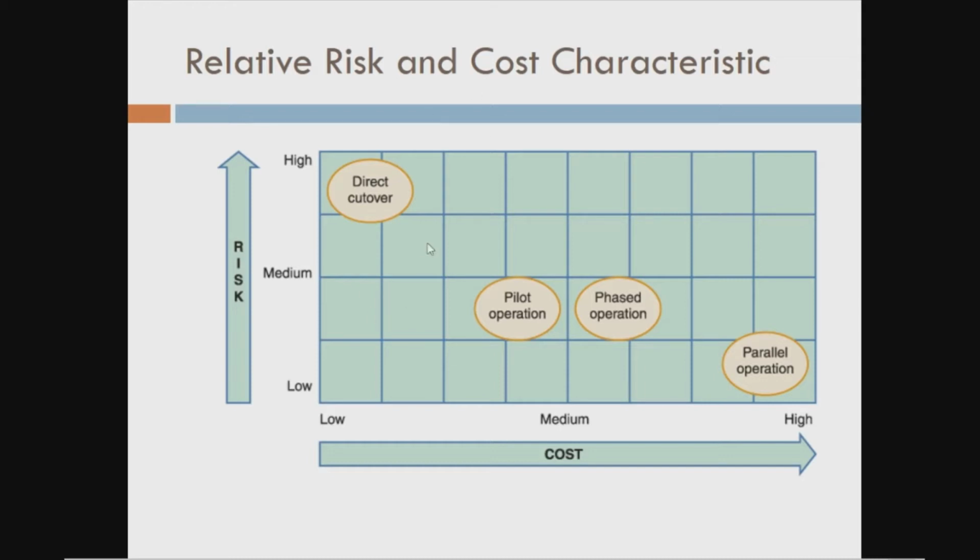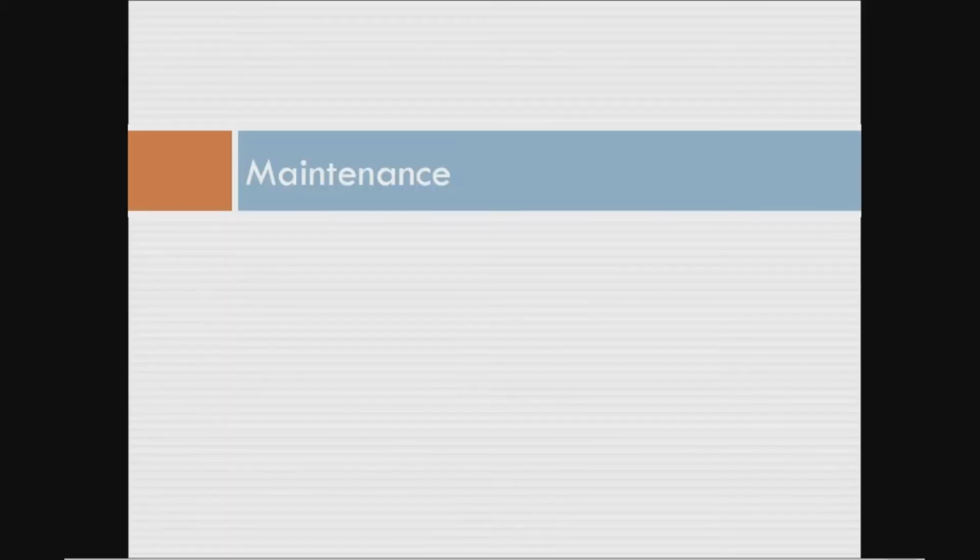In terms of risk and cost, the pilot operation is medium. Pilot operation and piece operation are medium. They are quite similar, but not really similar, so the risk is in the middle. If we use the parallel operation, the risk is low, but the cost is high because we want to run the old and the new system at the same time.